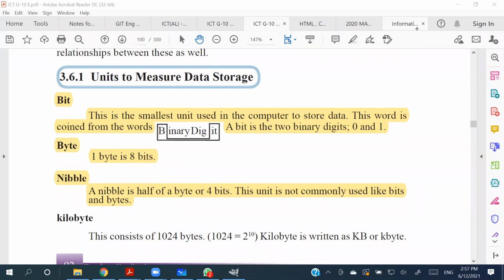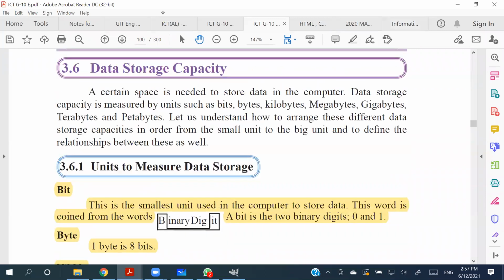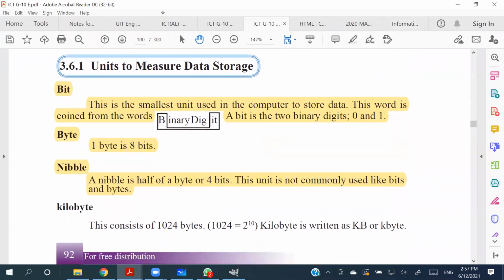Yes, Ravidu. We don't need to write the paragraph, right? The data storage capacity. Then we are writing about the bits, bytes, and the nibbles.